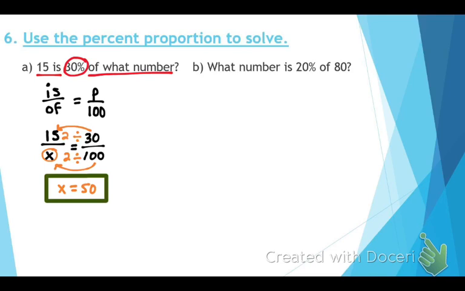If you did cross products, how many of you would say you also got the answer of 50? Fantastic. Okay, that's what it should have been. You can find it either way, but you should get the same answer. Okay, let's go on to the next one. For this one, I will do it with you using cross products.